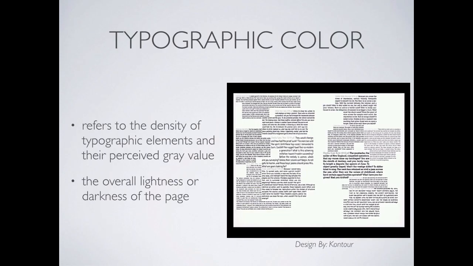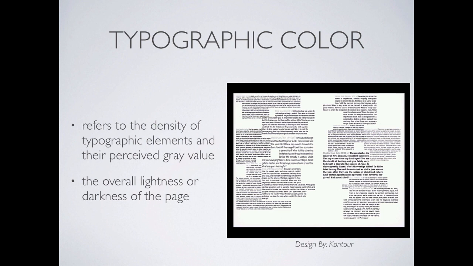Typographic color is also something that's important. This refers to the density of the elements and their perceived gray value. So you're in the very back and you're looking up here. You obviously can't read what any of these say. Or maybe you have super eyesight. But generally speaking, if you were in the back, you couldn't see what these say. But you could point out which paragraphs are darker and which paragraphs are lighter. So this principle still comes across.